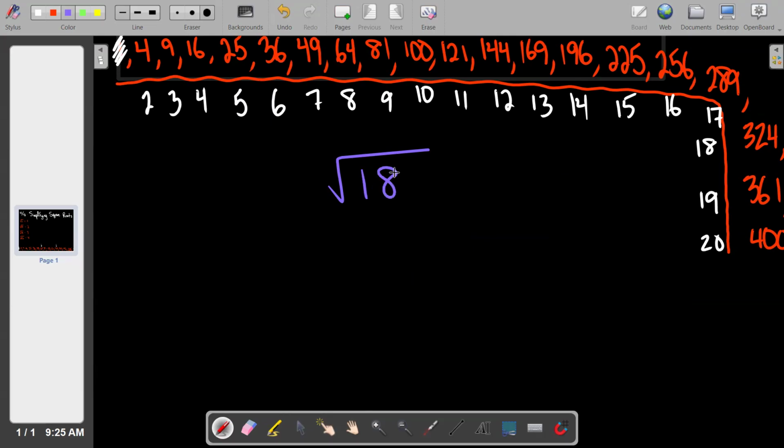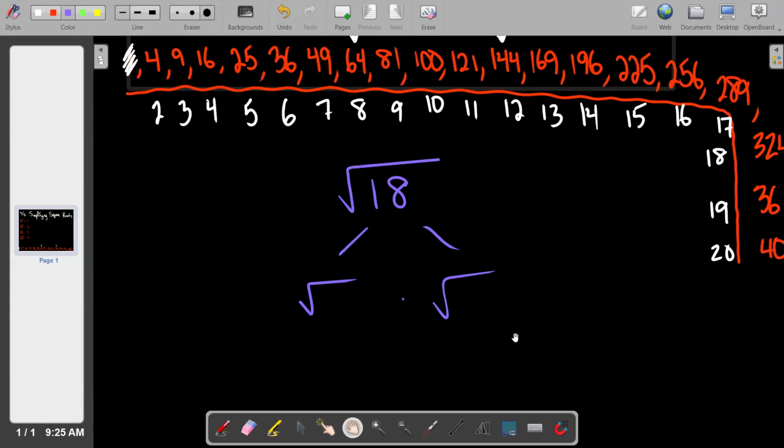18. Step 1, branch, branch, root, root. 18 can be broken 2 separate ways. Give me a thumbs up or a thumbs down. 3 times 6. That should be thumbs way down. If I had 4 thumbs, I'd put them all pointed down.